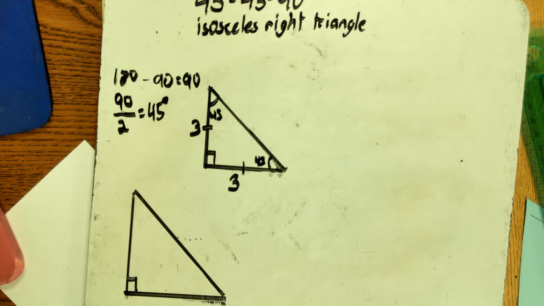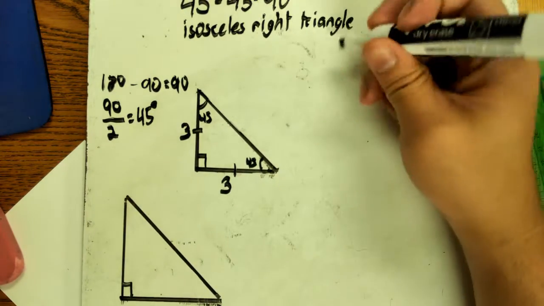So this is why we call this a 45-45-90 triangle. It's a triangle where the angles are 45 degrees, 45 degrees, and 90 degrees. The reason we are talking about this is there's actually a special pattern to this. So let me begin by demonstrating the Pythagorean theorem.